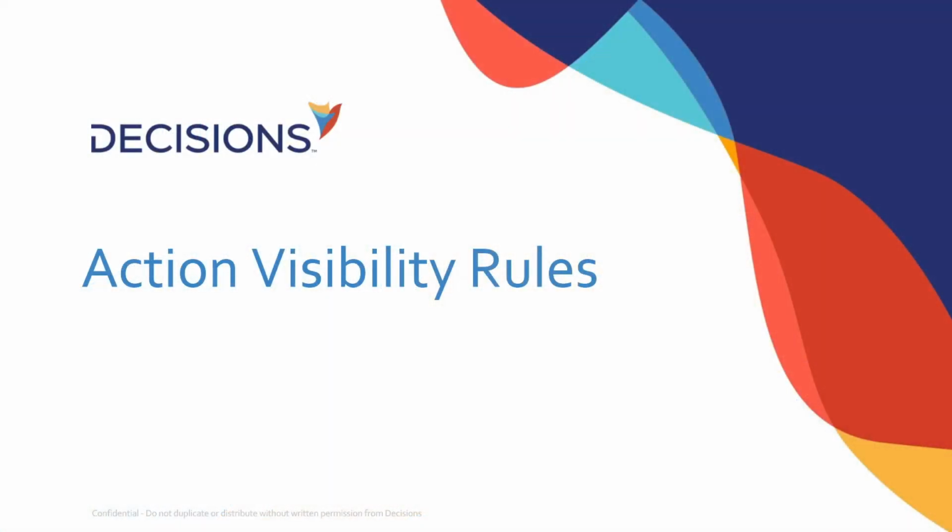Welcome, everyone. Today we're going to be taking a look at action visibility rules in decisions. Action visibility rules are going to allow users to selectively filter and hide custom or default actions associated with specific data types. These rules influence what is visible in the action menu when selecting a specific entity, ensuring that users only see relevant and permitted actions.